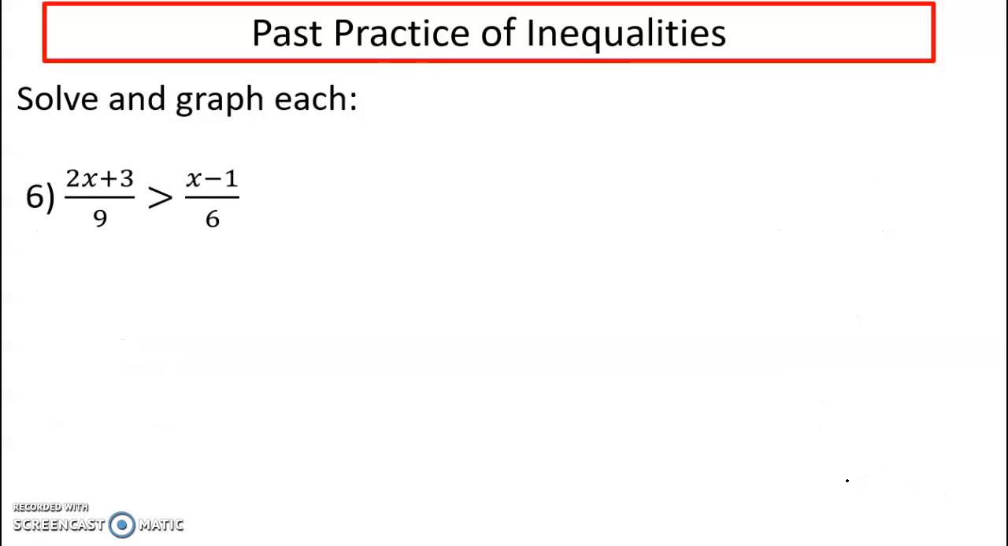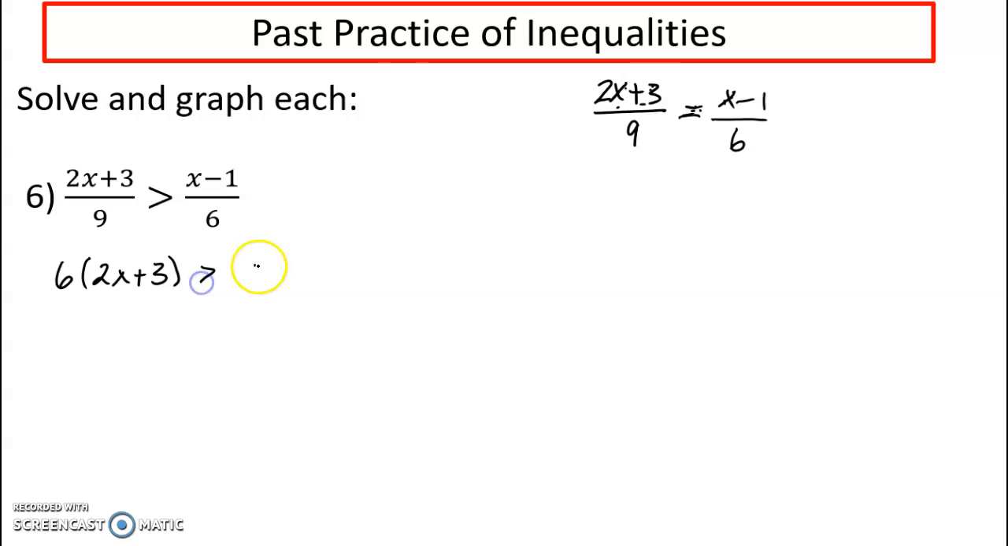All right, please don't let fractions confuse you, okay? If this were an equation, and I set this up as a proportion, remember we cross multiply. Then I get rid of my denominator. Same deal here. So I'm going to cross multiply, and I don't have to worry about changing the direction of the sign because both of my denominators are positive. So I'm going to have 6 times 2x plus 3 is greater than 9 times x minus 1.